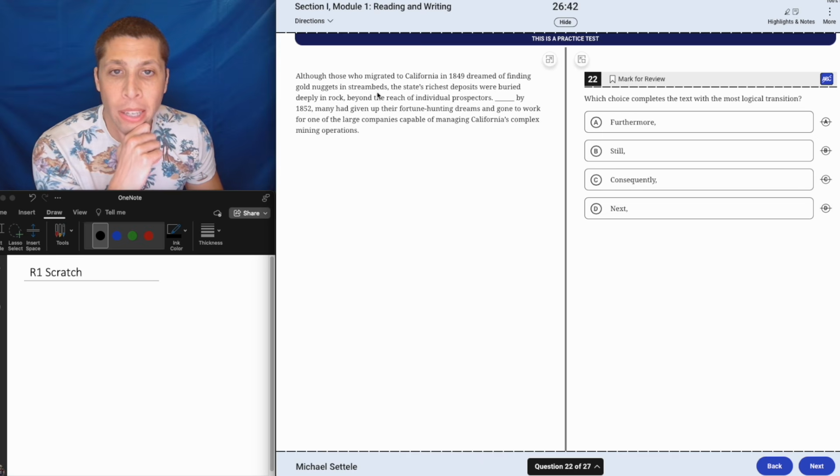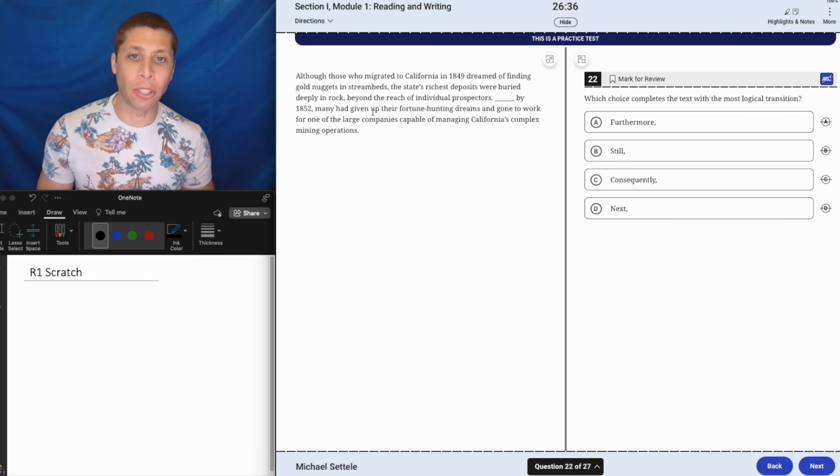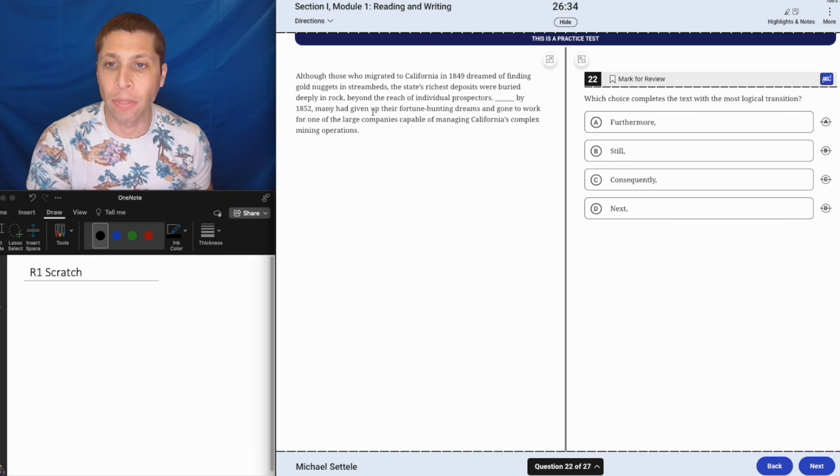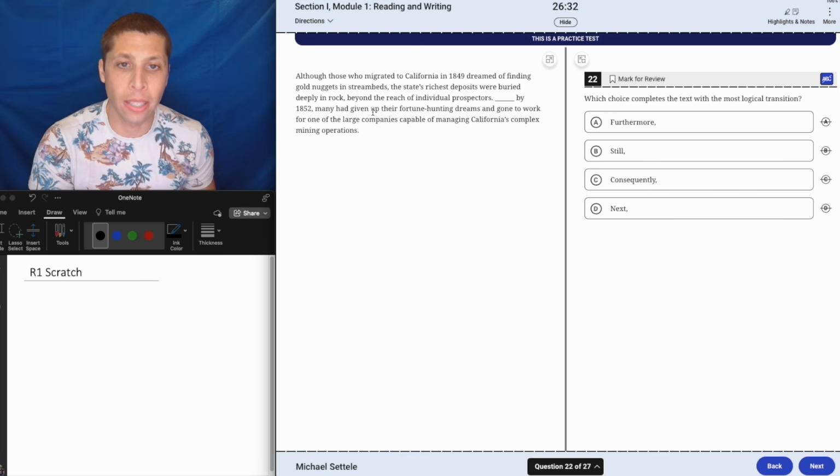Although those who migrated to California in 1849 dreamed of finding gold nuggets in stream beds, the state's richest deposits were buried deeply in rock beyond the reach of individual prospectors. By 1852, many had given up their fortune-hunting dreams and gone to work for one of the large companies capable of managing California's complex mining operations. So the deposits were buried deep, beyond the reach of individual prospectors.